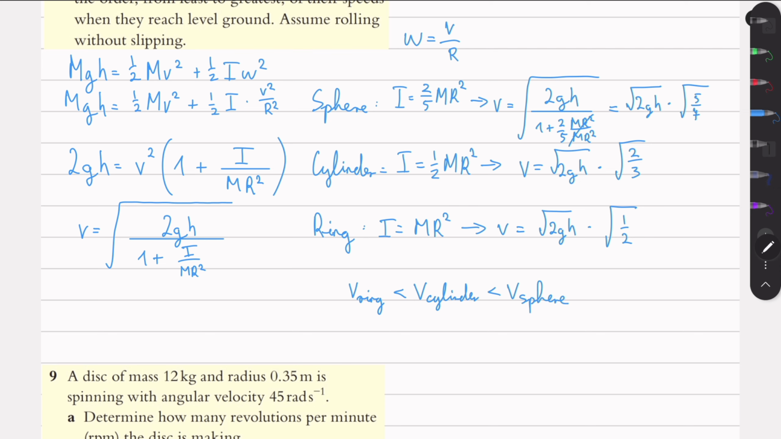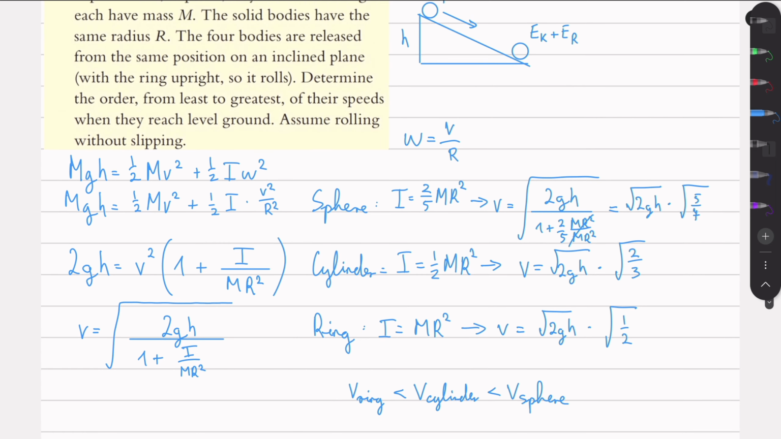So what we notice here is that the ring has the largest moment of inertia, right? Because it doesn't have any of these fractions in front of it. So the largest moment of inertia corresponded to the slowest speed, and the reason is that the moment of inertia is a measure of its resistance against motion, against rotational motion to be precise. It's like the equivalent of mass, only for rotation. The larger the moment of inertia, the more it's resisting rotation, and therefore it will reach a smaller final velocity.